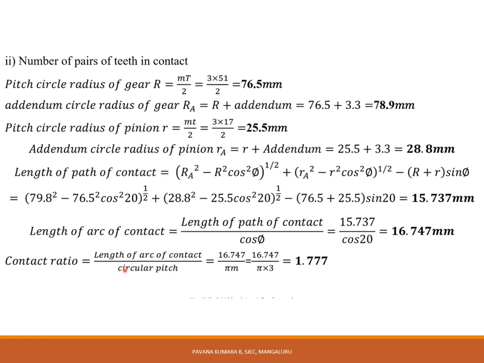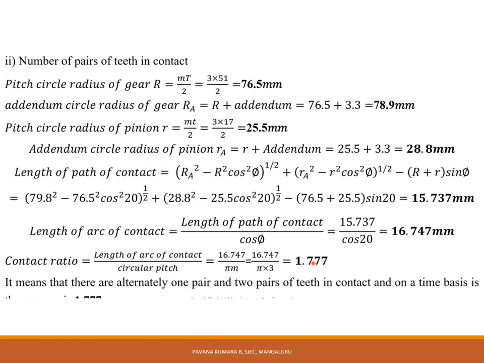Next, contact ratio. Contact ratio is nothing but length of arc of contact divided by circular pitch. Length of arc of contact is 16.747, divided by circular pitch, which is pi m. From that we can determine the contact ratio. Contact ratio is 1.777. It means that there are alternately one pair and two pairs of teeth in contact, and on a time basis the average is 1.777.